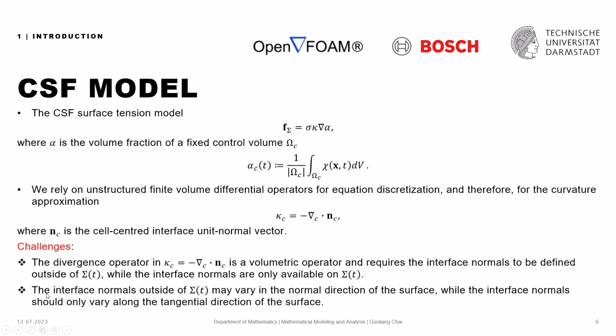The other challenge is that the interface normals outside the interface may vary in the normal direction of the surface, because they live not only on the surface but also at some points away from the surface. But the interface normal by definition should only vary along the tangential direction of the surface. So those are two challenges when we want to employ this equation with a finite volume differential operator. How do we solve these challenges?